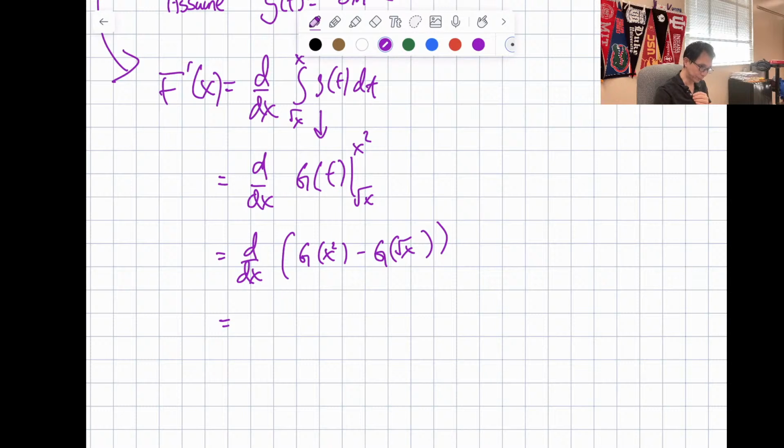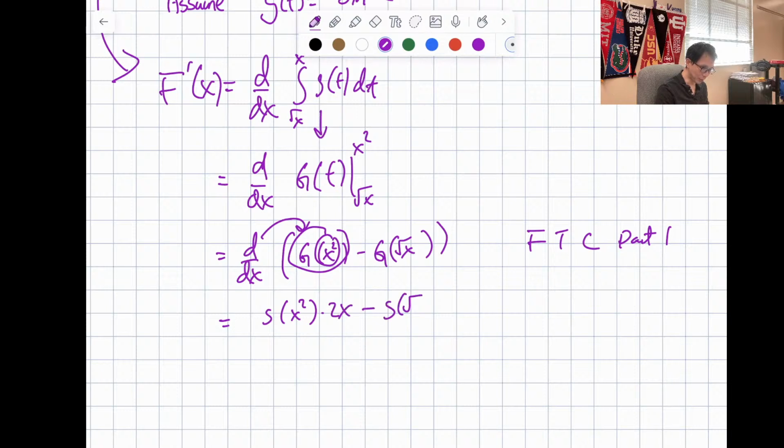So, fundamental theorem of calculus part one. And then we're going to take a derivative. So if I take a derivative, it's going to be g of x squared times the derivative of the inside, because there are two layers. So it'll be 2x minus g of square root x times 1/2 x to the negative 1/2. Do you guys have that?